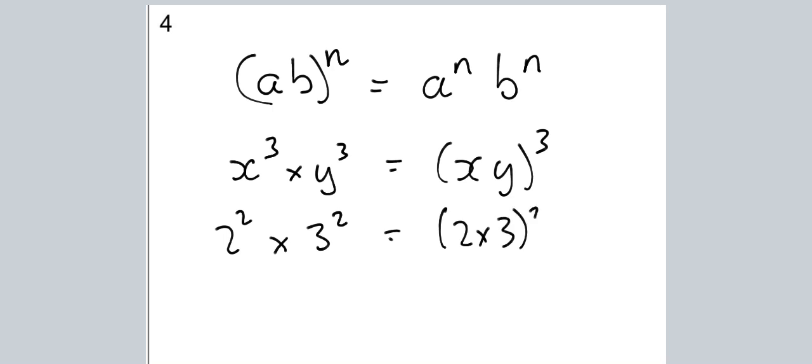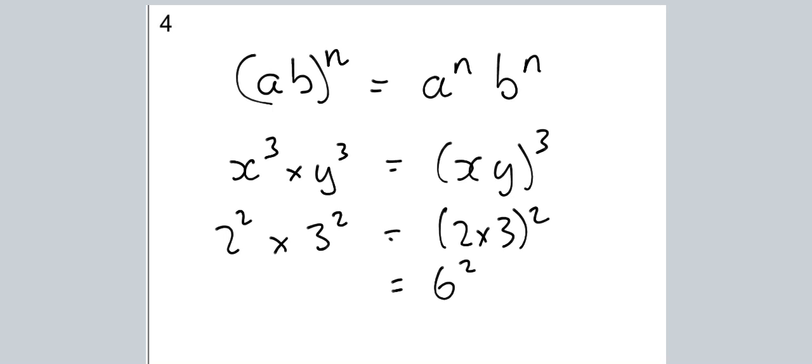I would get 6 squared. And what's 6 squared? Right, it's the same answer. If it was a different answer, then the universe would explode, and that's always awkward for everyone involved. So luckily it is the same answer. So 2 squared times 3 squared is the same as 6 squared. So it does work with numbers.